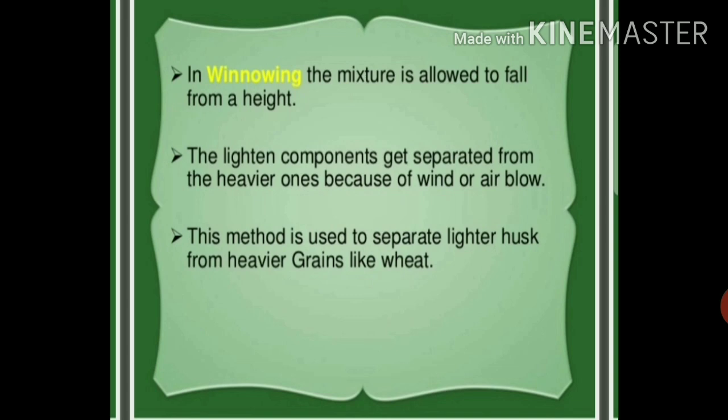The wheat grains being heavier fall almost vertically to form a separate heap nearby. और wheat के particles कैसे होते हैं? वो heavy होते हैं, तो वो vertically नीचे गिर करके और एक जगह इकट्ठा हो जाते हैं. तो यानी husk के particle एक अलग जगह इकट्ठा हो जाते हैं और wheat के particles अलग जगह इकट्ठा हो जाते हैं. The husk is used as a fodder for cattle.